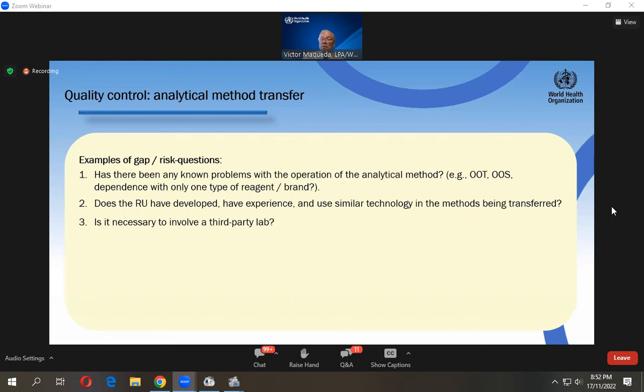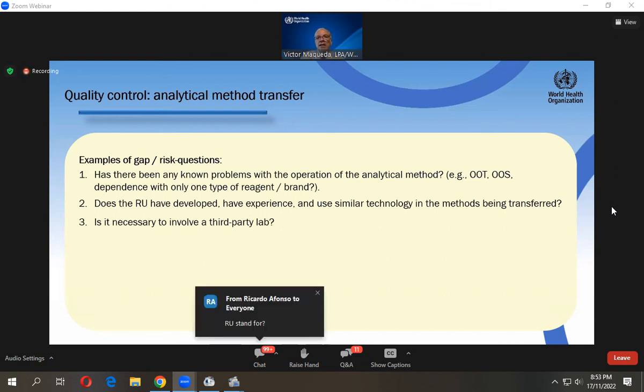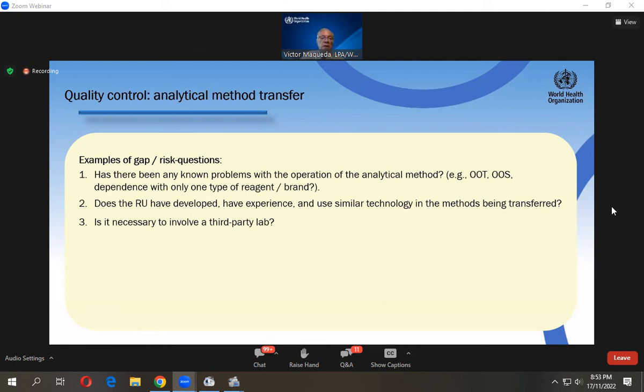Is it necessary to involve a third-party lab? This is an interesting question. It needs to be defined early in the process. So maybe the sending unit performs the testing, but the receiving unit does not have the capability of doing that, and they need to outsource it. So then you trigger all the GMP requirements in terms of how to select, how to qualify, how to audit, how to monitor, and this should be approved by the sending unit also. So this is important, and it could happen, and it does happen.